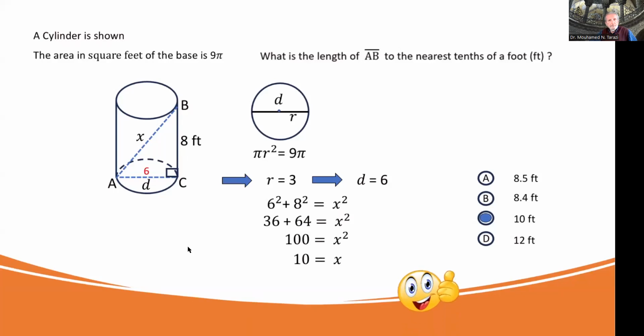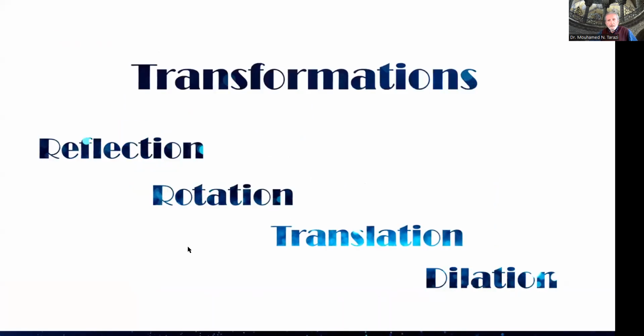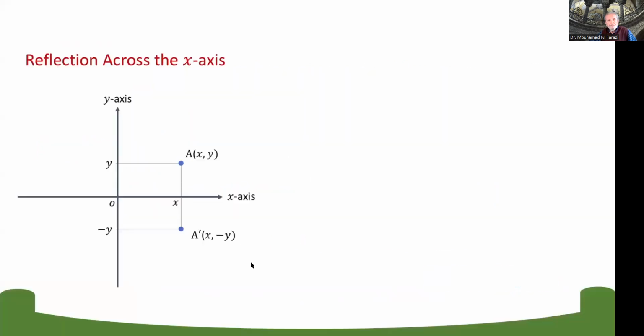Okay, so now we move on. I want to talk about transformations. Those are really important in the Ohio State test. A lot of questions about these issues here, the reflection, the rotation, the translation, and the dilation. So I'm going to remind you of the definitions of these transformations.